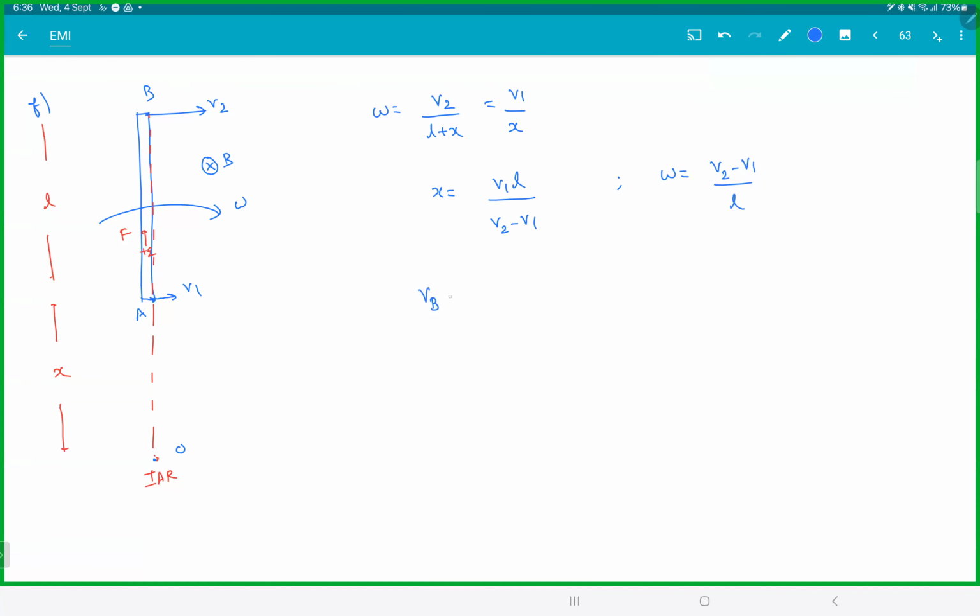So VB minus VO is B omega (L plus X) whole square by 2. VA minus VO... So the point is, the formula we derived is always from the center, isn't it? Or you can take the limits here. You can take a small dx and change the limits from X to L plus X, B omega X square by 2. From there you get VB minus VA.